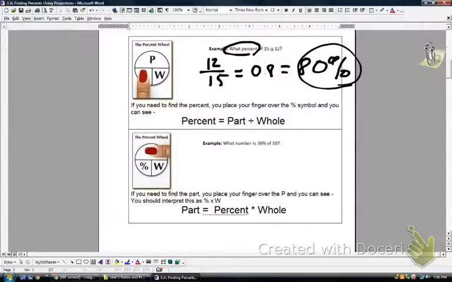Alright, and then our next example, what number is 36% of 50? We're trying to find the part, and so in order to do that, you can see when we cover it up, then we take the percentage, 36% times 50. Do that in your calculator, and you get 18. So that's just a refresher from 6th grade. If you remember that and it works well for you, then you can definitely use that. You just draw your percent wheel at the top of your paper, and then you can use it as you work the problems.